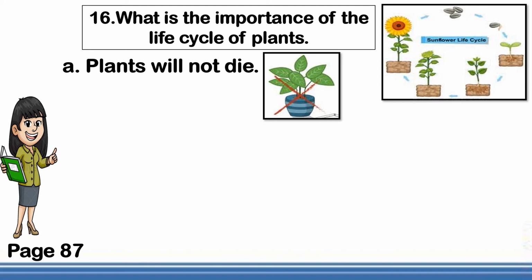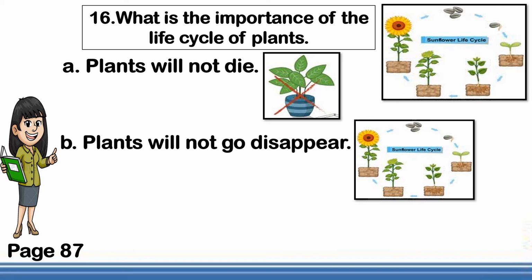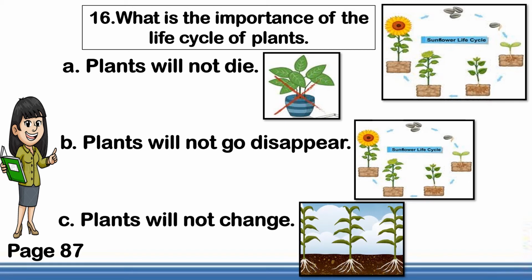Letter A. Plants will not die. Letter B. Plants will not disappear. For example, if this flower died, there can be another sunflower, so the plants will not disappear. Letter C. Plants will not change.